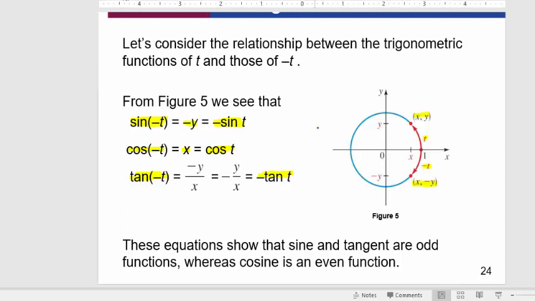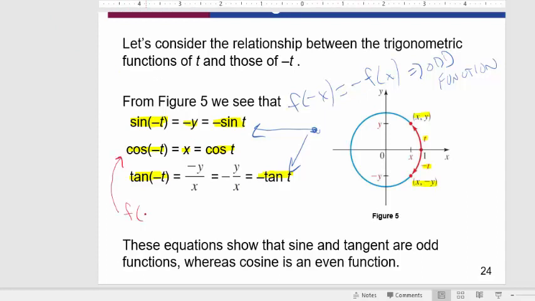So what these things mean is, remember when we did even and odd functions back in the first unit, I guess? When we had f of negative x being the same as negative f of x, that meant it was an odd function. So what this is really telling us is that sine and tangent are odd functions. And the other relationship that we have with cosine is that f of x is the same as f of negative x. And what that meant is the function was an even function.